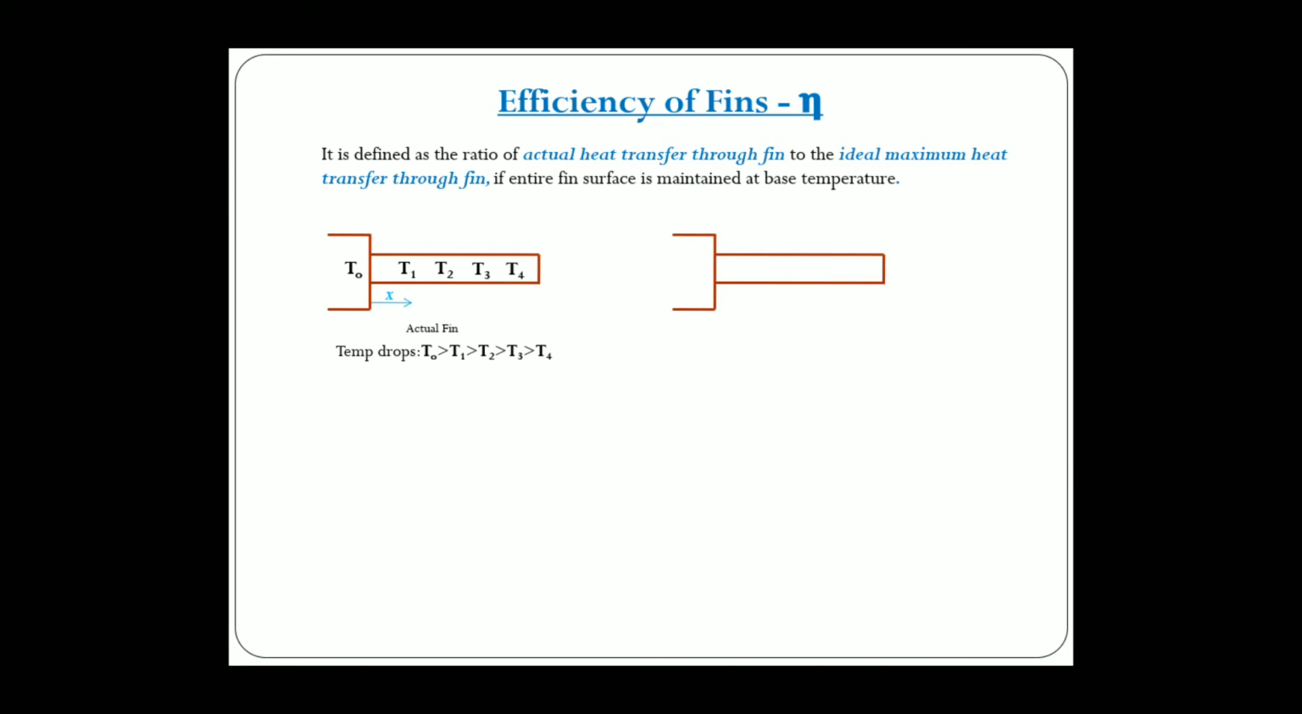To compare it with an ideal fin, we assume that at all parts, or along the entire length of the fin, it has the same base temperature T0. This means the material has zero thermal resistance. Zero thermal resistance occurs when it has infinite thermal conductivity, which is only an ideal assumption. Anyway, we will be defining efficiency with respect to this ideal fin, where the entire surface is at the base temperature.